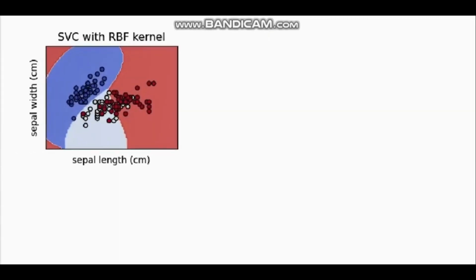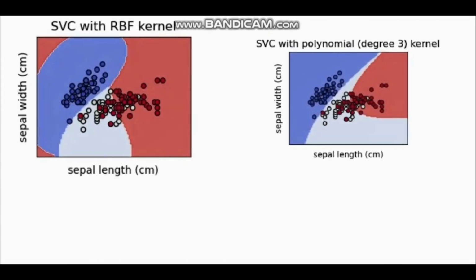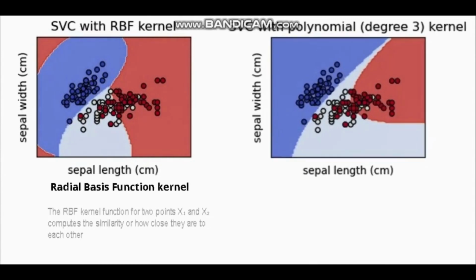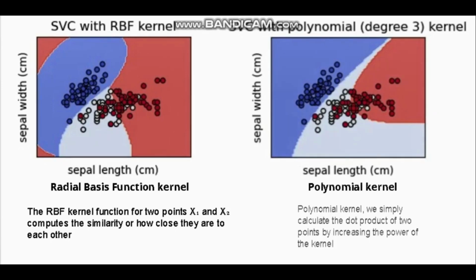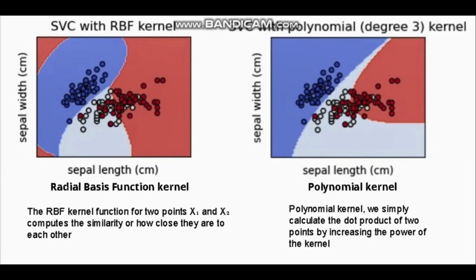These are the two most popular kernel functions. First one is radial basis function, that is RBF. Here the RBF function for 2 points x1 and x2 computes the similarity of how close they are to each other in infinite dimensions. The second kernel function is polynomial kernel function. Polynomial kernel simply allows us to calculate the dot product of 2 points by increasing the power of the kernel.